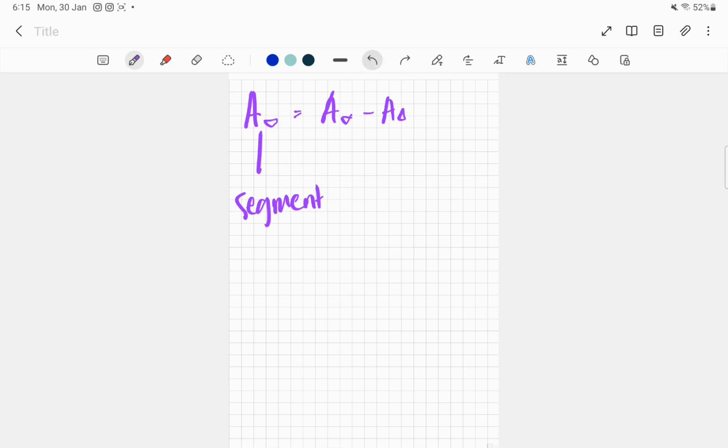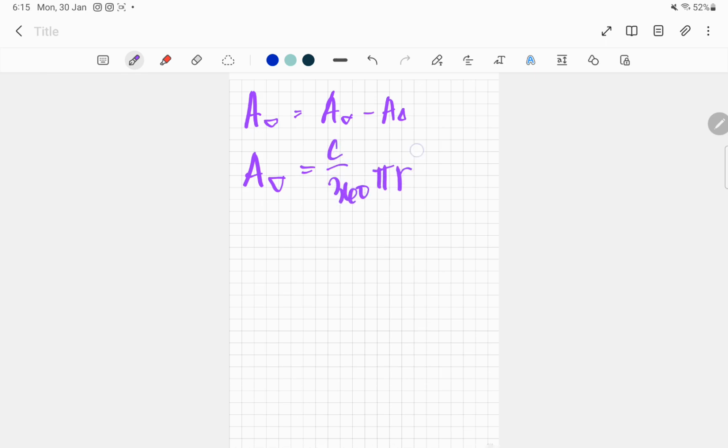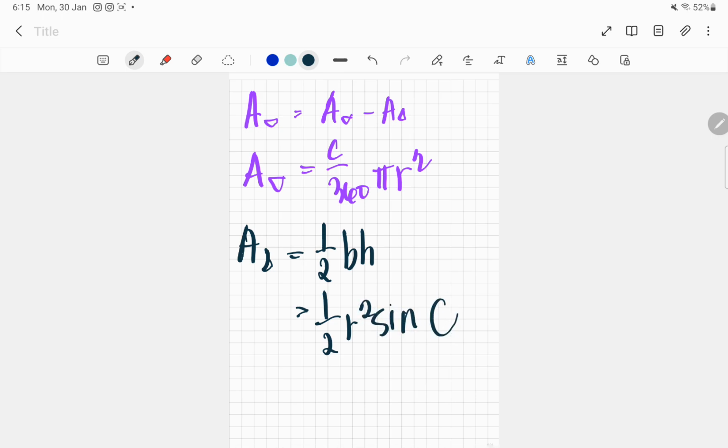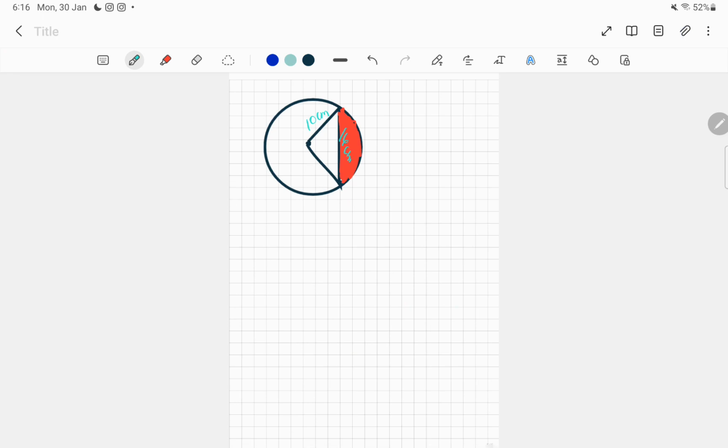Well, si area of a sector naman, let's talk about the area of a sector. That is equal to C over 360 times pi times the radius squared. Okay? While si area ng ating triangle, that is equal to 1/2 base times height, or 1/2 radius squared sine C. So, ginagamit natin yung first formula kapag given si base and height. Then, ginagamit natin yung second formula kapag given si radius and given si central angle. Okay. So, let's have solving.